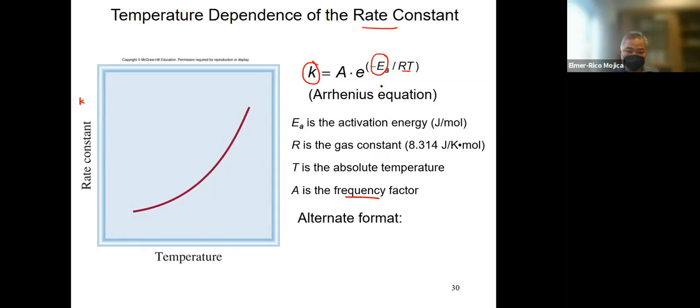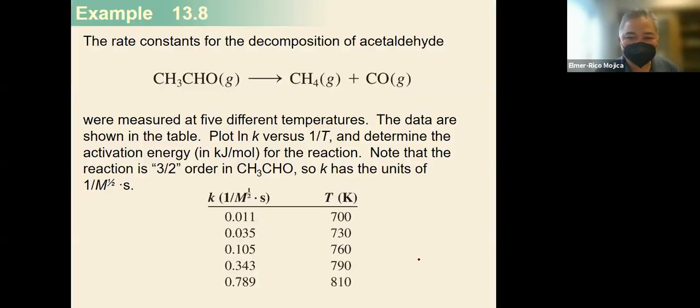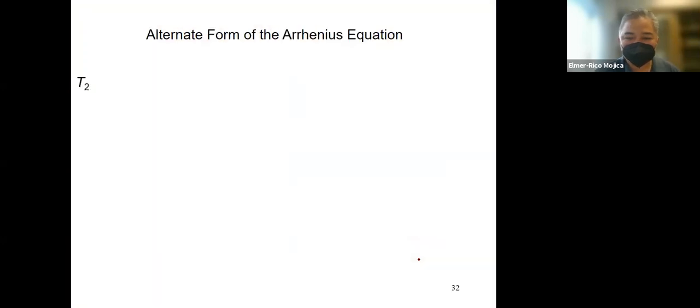So what happens here, if you're going to look at the alternate form of it, it looks like this. And as you could see, which is the Y here and which is the X? If you're going to put it equal to the equation of the line, you will see that the 1 over T is your X and the ln k is your Y. And the slope that you have here is just the negative activation energy divided by R, plus the ln of A. And if you're going to rearrange them, this is what you get.